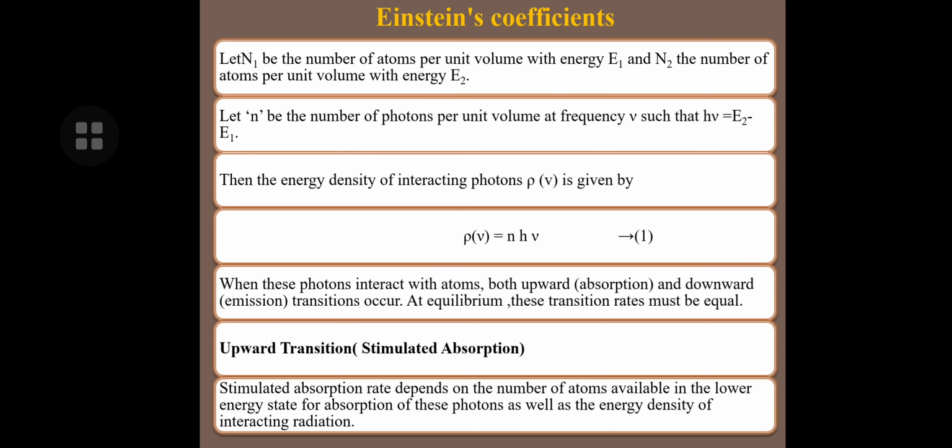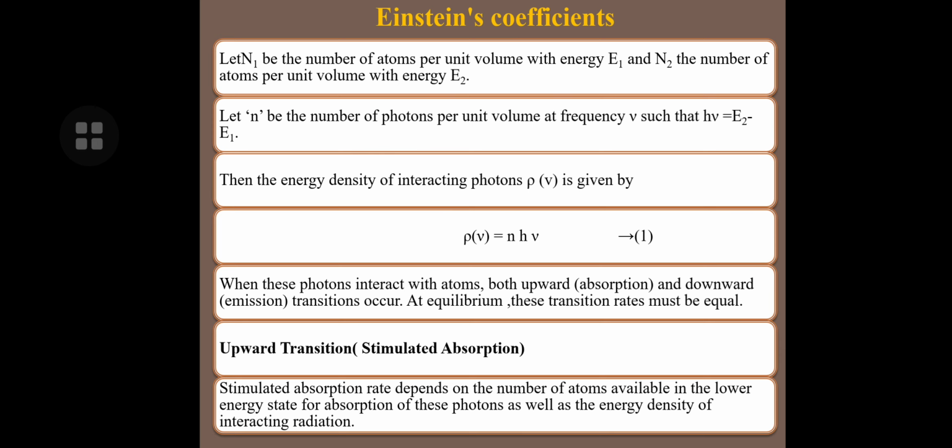Let us start. Let N1 be the number of atoms per unit volume with energy E1, and N2 be the number of atoms per unit volume with energy E2. Let small n be the number of photons per unit volume at a frequency nu, such that h nu equals E2 minus E1.